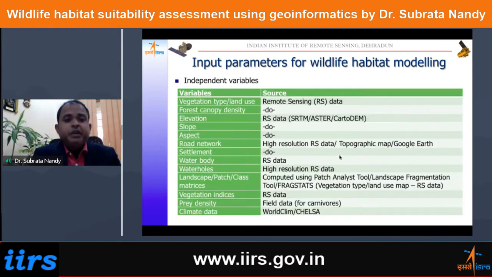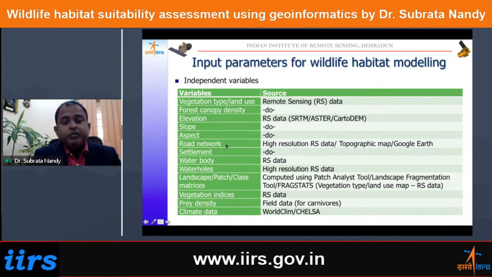So far as independent variables are concerned, they will vary from species to species, but generally, I've given a table where these parameters are generally used, like vegetation type, land use. The source you can get from remote sensing data, vegetation canopy density again from remote sensing data, then elevation, we have remote sensing data like SRTM, ASTER, Cartosat, as well as ALOS also. Slope can be derived from this DEM. Aspect also can be derived from DEM.